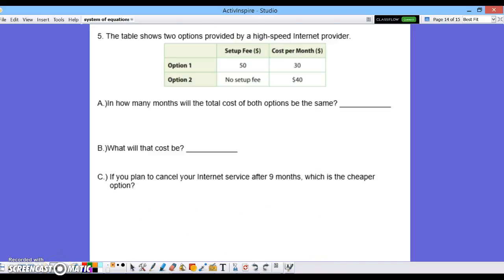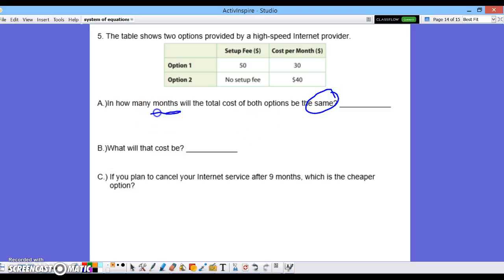On the back, you have more word problems. So this is very similar to the Bowl-O-Rama one that we did. So you have option 1 and option 2, you have setup fees, and you have cost per month. Just go through, write the equations, use those to help you solve the situation. But it says, I want to know in how many months will the total cost for both options be the same? Well, that means you're going to set them equal to each other.